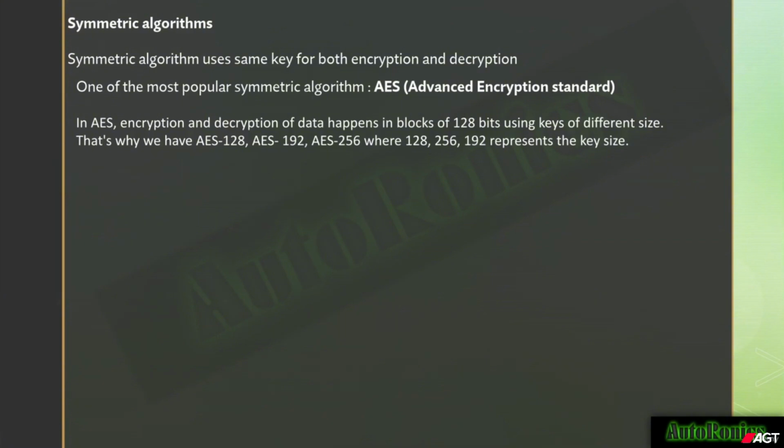which is Advanced Encryption Standard. In AES, encryption and decryption of data happens in blocks of 128 bits using keys of different sizes. That's why we have AES 128, AES 192, AES 256. Here 128, 192 and 256 represent the key size, not the block size. The block is fixed at 128 bits for AES.